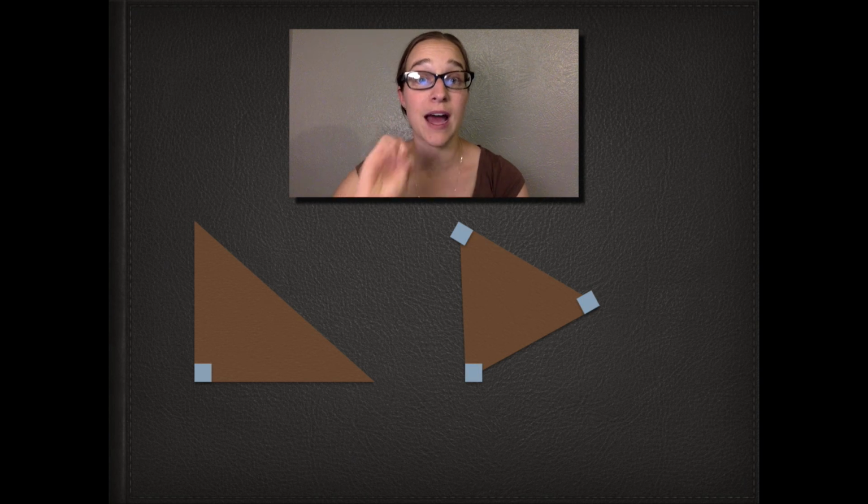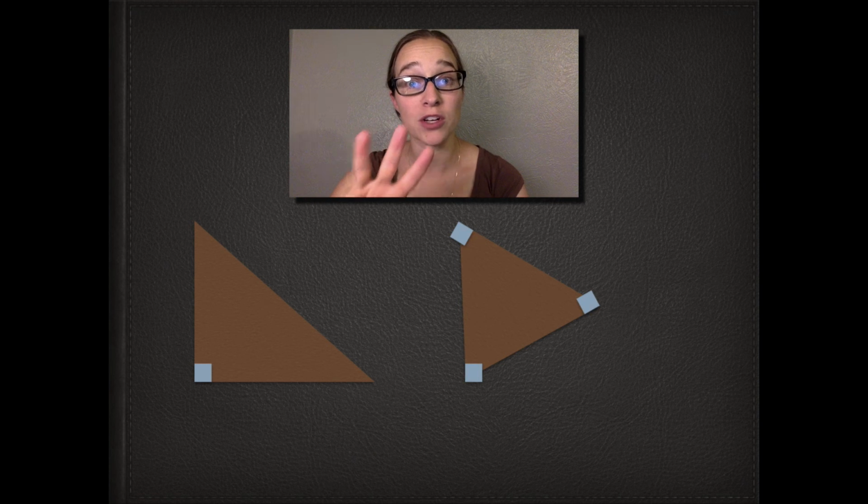Here's another triangle. Let's put that same box in the corner. That corner, or that angle, is smaller than 90 degrees. Let's check the next angle. That angle is also smaller than 90 degrees. And our third angle is smaller than 90 degrees. This triangle has three sides, three angles, and all three angles are smaller than 90 degrees. So we know that this triangle is an acute triangle.